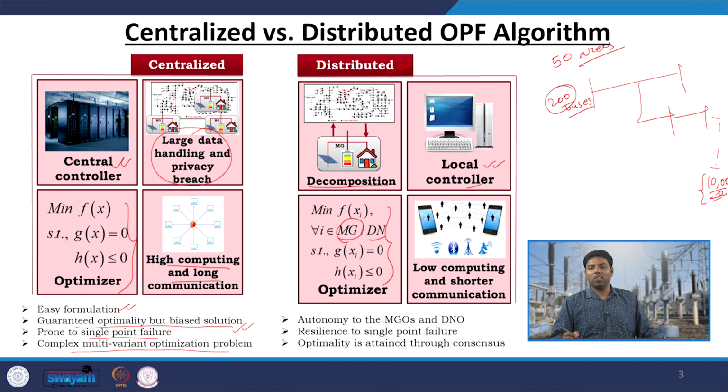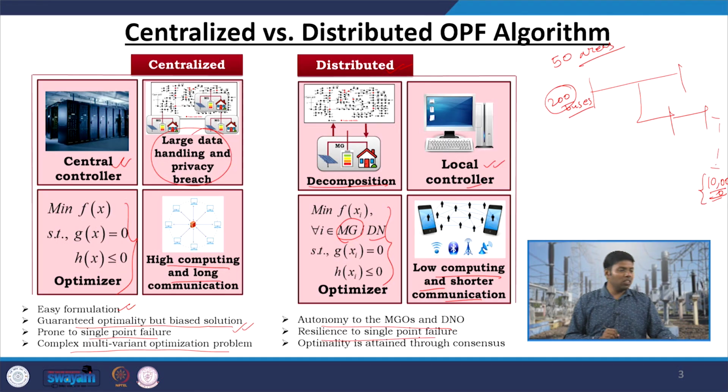So the complexity of that problem or the solution algorithm efficiency need not be as high as you need for the centralized problem. So it needs low computing, and shorter communication because you are just communicating with your local controller. So the communication infrastructure length will also be small. You will get more autonomy for the microgrid operators or the local controller operators.